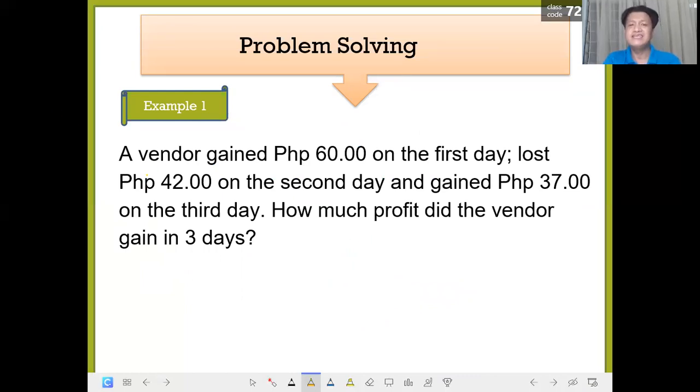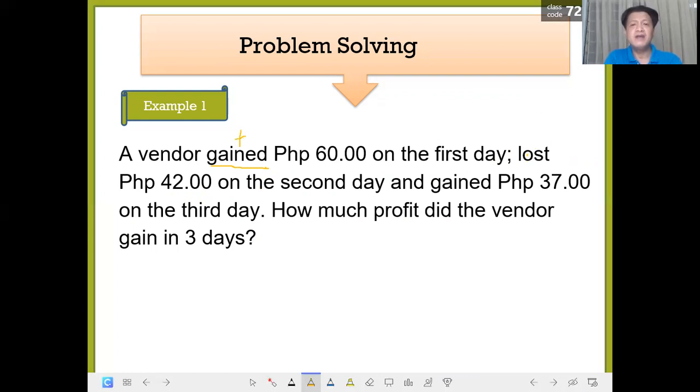A vendor gained 60 pesos on the first day, lost 42 pesos on the second day, and gained 37 pesos on the third day. How much profit did the vendor gain in 3 days? Let's analyze. When we say gain, it means the money increased, it was saved. That means we represent it as positive.